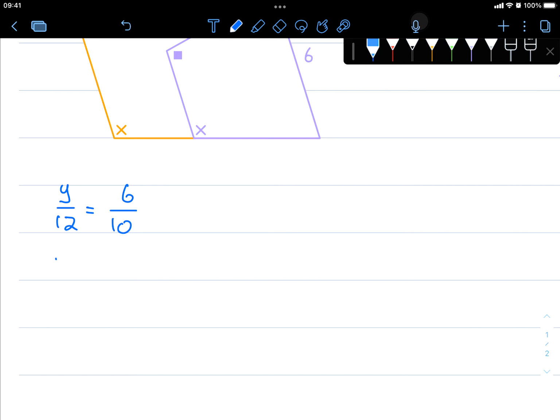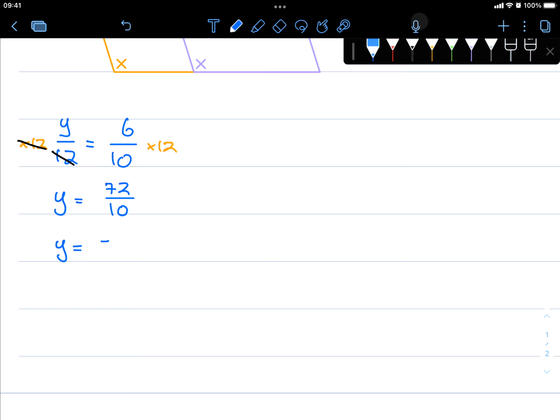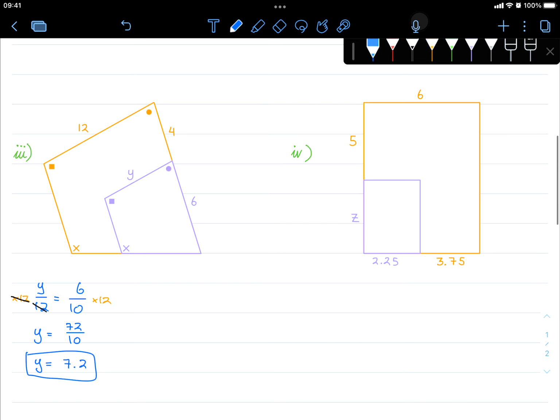Okay, so this gives us, well, to find this now, we multiply both sides by 12. These cancel. Y is equal to 6 times 12, you can check in your calculator, is going to be 72 over 10. And in this case, 72 divided by 10 is going to be 7.2. So this length here is 7.2, let's just say it's in centimeters. All right, let's keep going here.